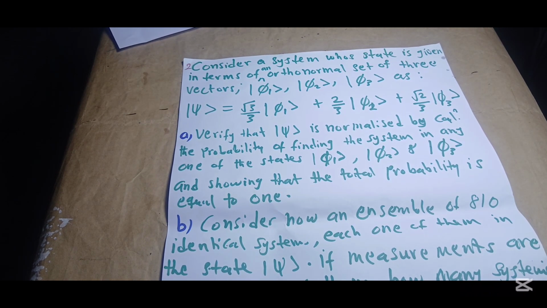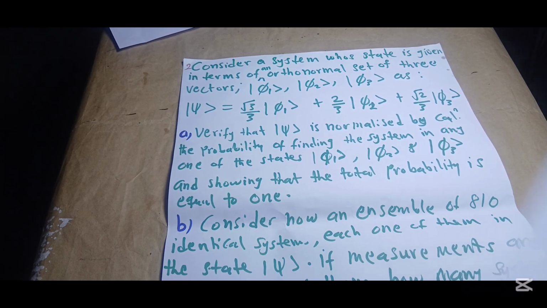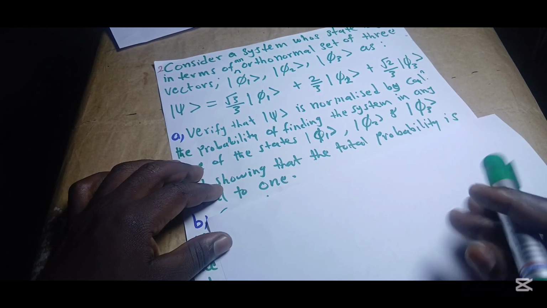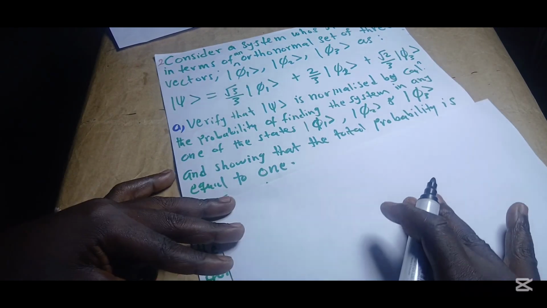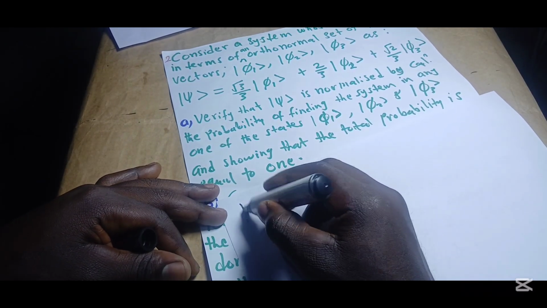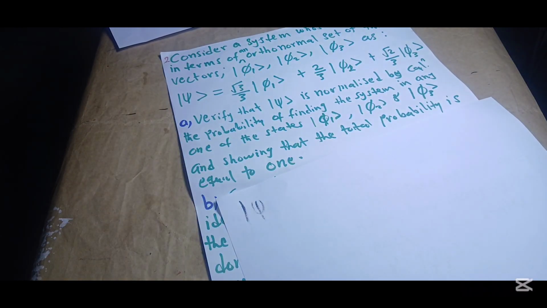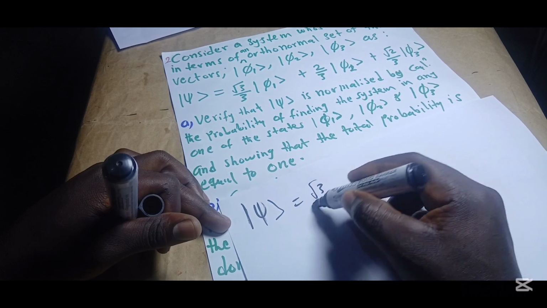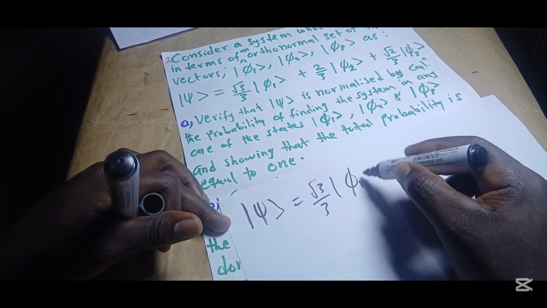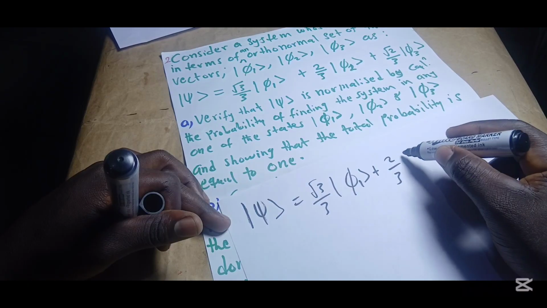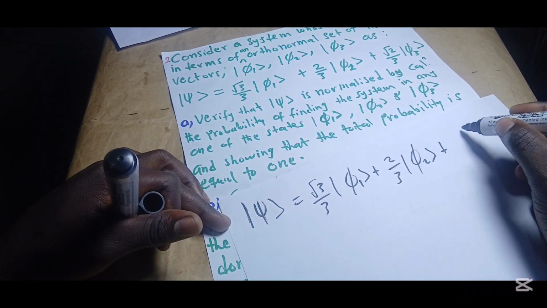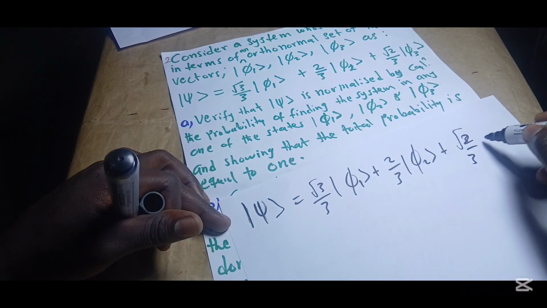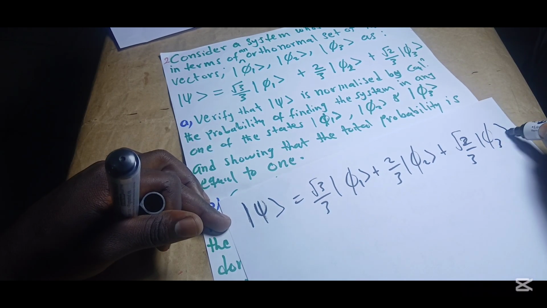Now we will start solving the question one by one. First of all, we start with part A. Part A. So now let's write the state of the system. Psi equal square root of 3 over 3 phi 1 plus 2 over 3 phi 2 plus square root of 2 over 3 phi 3.